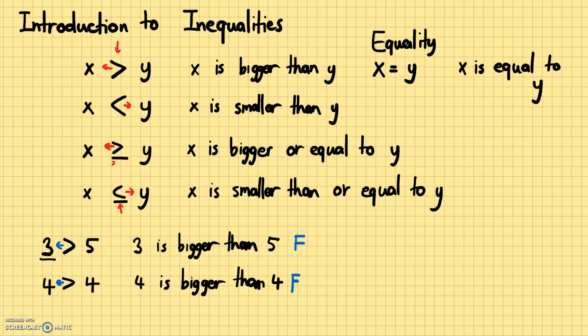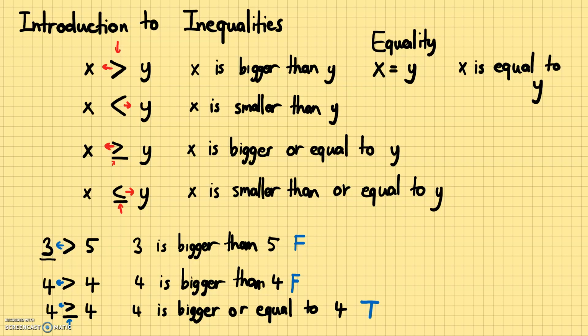But notice, if I change the inequality sign to this, this is now saying that 4 is bigger or equal to 4. Is this true? Well, 4 is not bigger than 4, but it is equal to 4. Okay, so because of that equality sign in the bottom, this would be true. So that's the difference between just using bigger than or less than and using bigger than or equal to or less than or equal to.